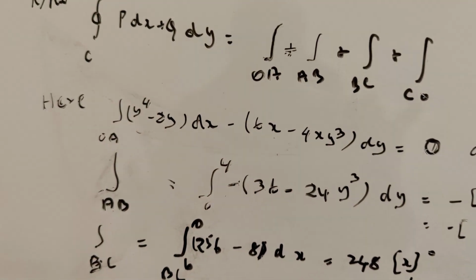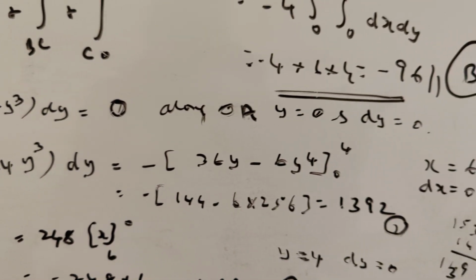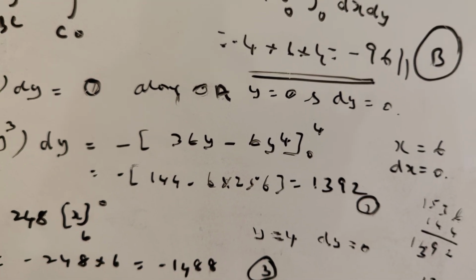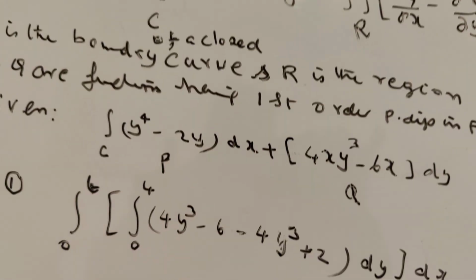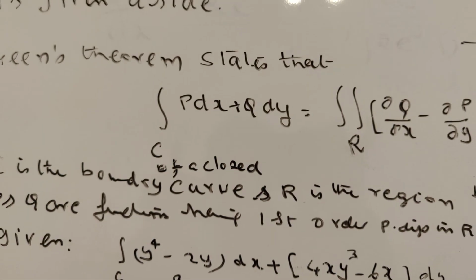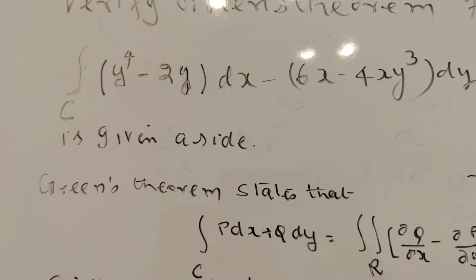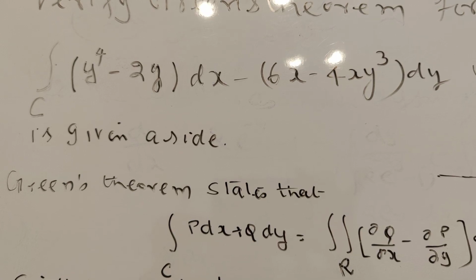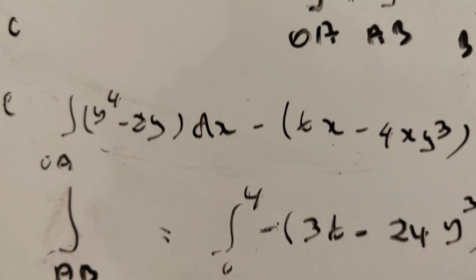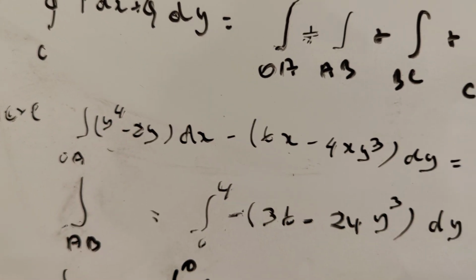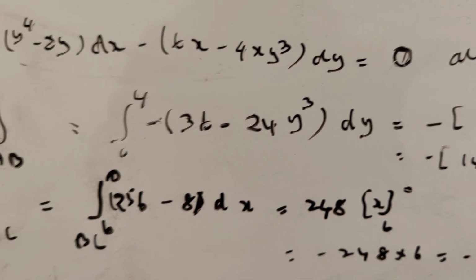Now coming to the OA, you can find that on OA y is equal to 0 and dy is equal to 0. If you apply y is equal to 0 and dy is equal to 0, the whole integral becomes 0, and therefore we find that on OA the value of the integral is 0.